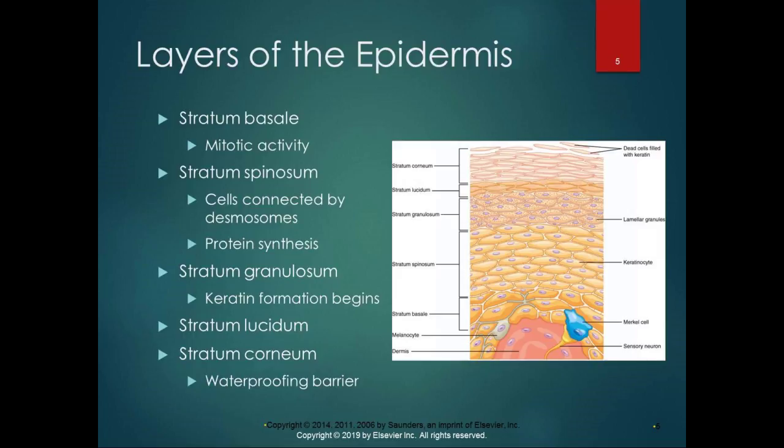The stratum lucidum is the clear layer. And the stratum corneum is the waterproofing barrier. That's where our dead cells are filled with keratin, and they're our body armor. That's pretty cool, right? I think it is.